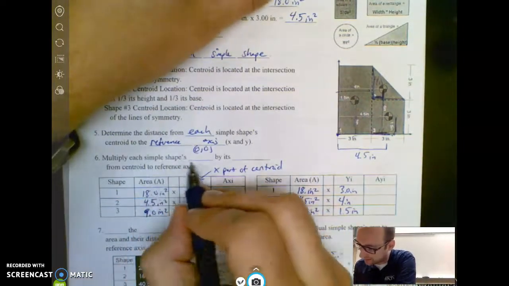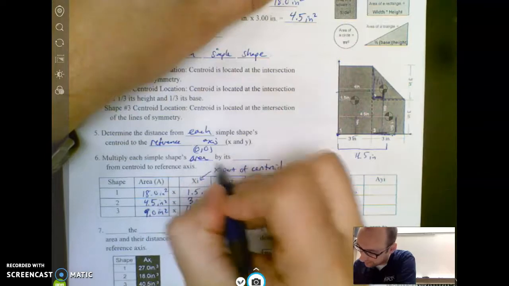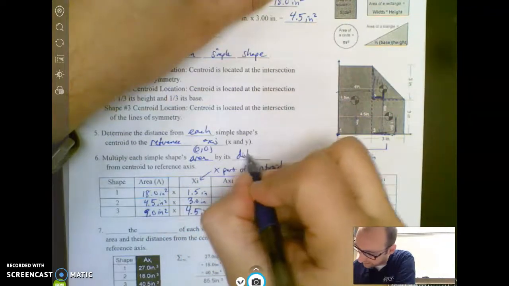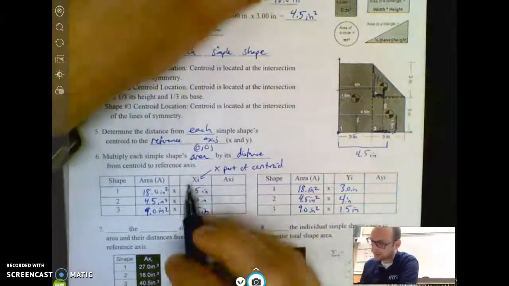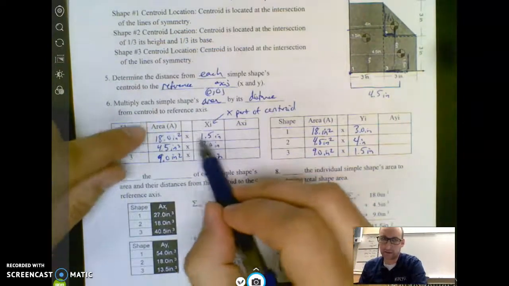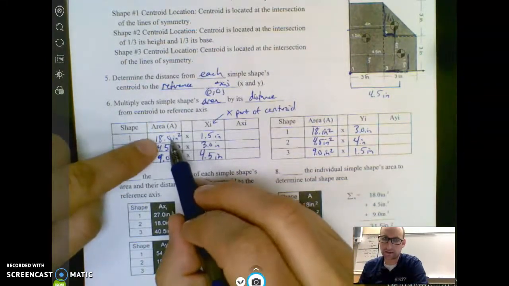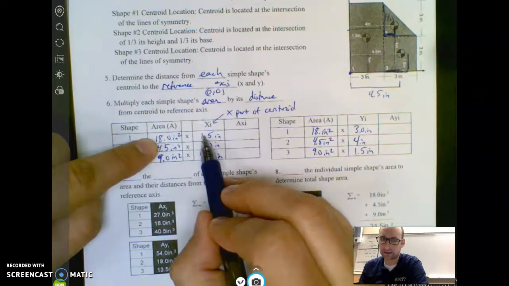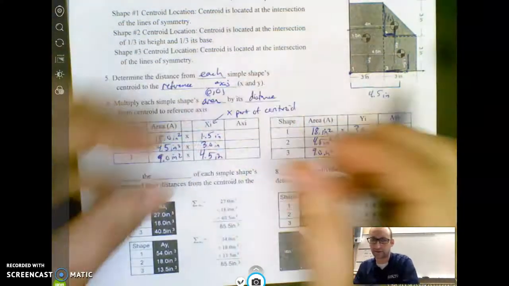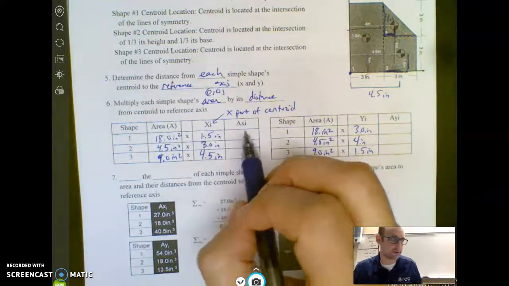Multiply each simple shape's area by its distance from the centroid. Okay, so basically, this is like our weighted grading system. You're going to take the area times that guy's x part. You're going to take this area times that guy's. It's basically pulling the centroid in different directions. So bigger shapes have bigger pull.